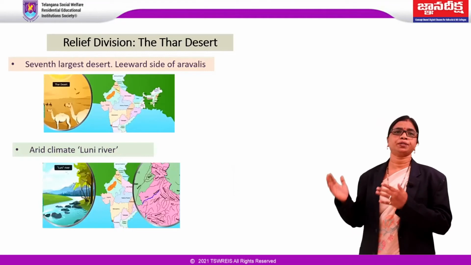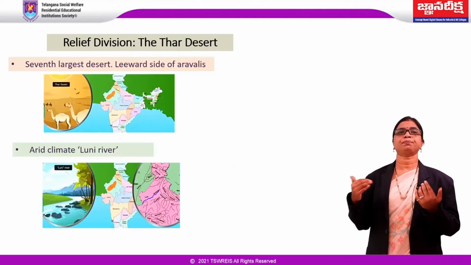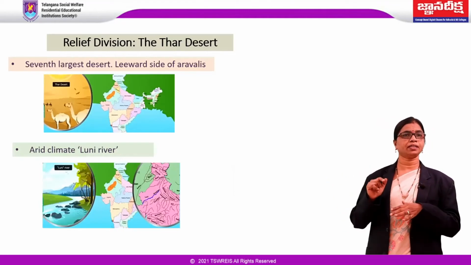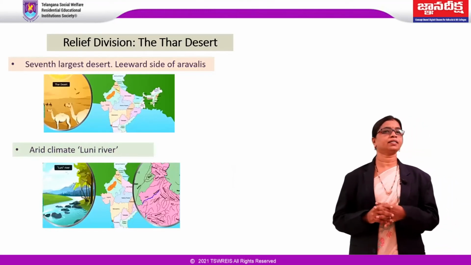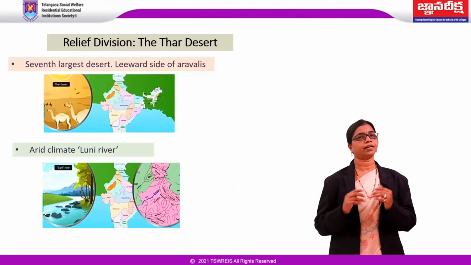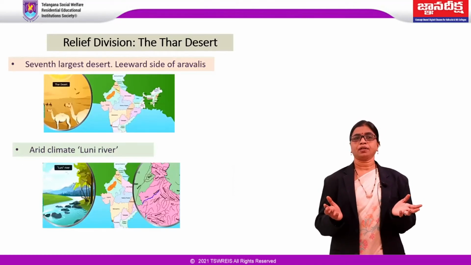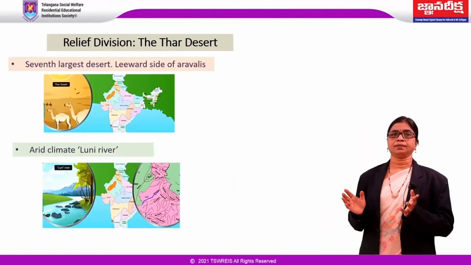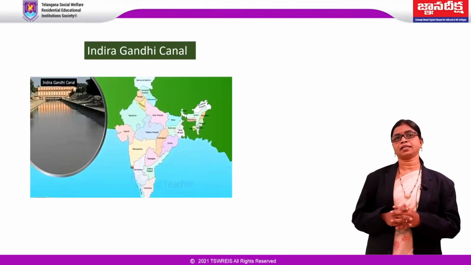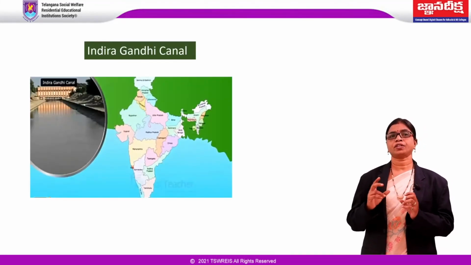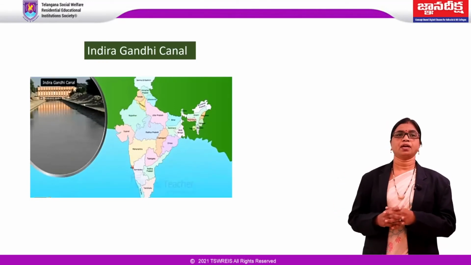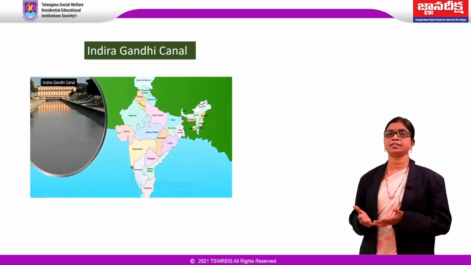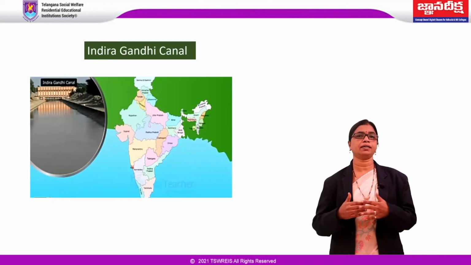Streams appear only during the rainy season but disappear soon. The only river in this area is Luni. The internal drainage rivers merge into lakes and do not reach the sea. Indira Gandhi Canal. It is the longest canal in the country, 650 kilometers, watering part of the Thar Desert. Hence, several hectares of desert land have been brought under cultivation.